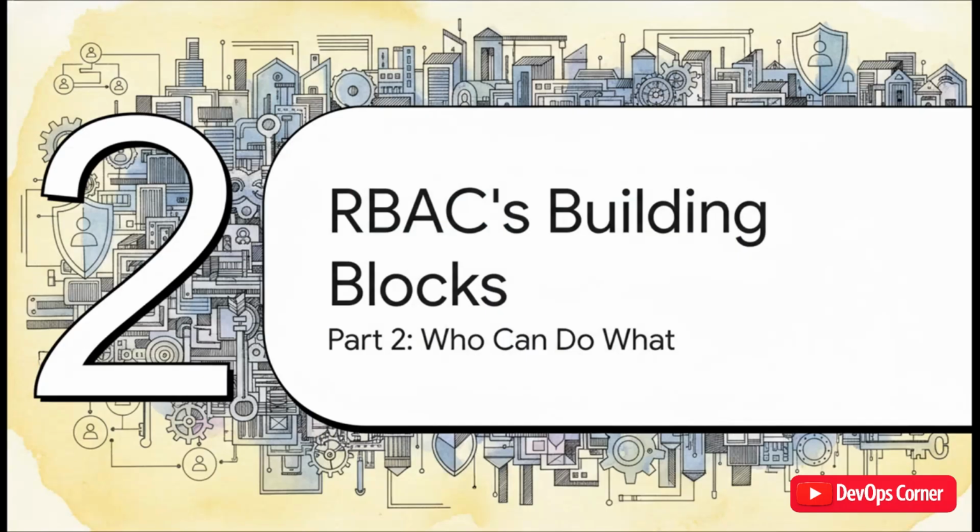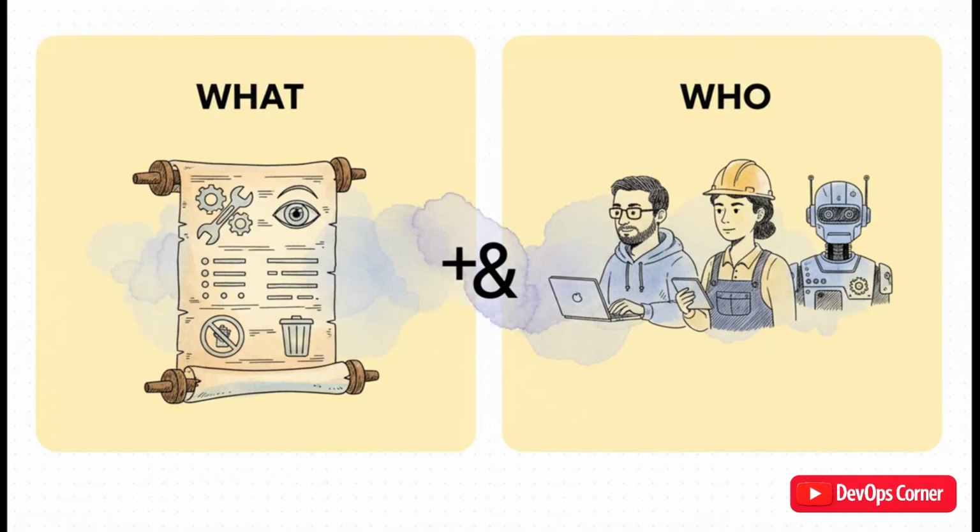And that brings us to the solution, Role-Based Access Control, or RBAC. This is the native, built-in Kubernetes way to handle all of this. And the core idea of RBAC is honestly brilliantly simple. It splits the whole problem into two basic questions. First, what actions are even allowed? And second, who is allowed to perform those actions? That separation right there, that's the key to understanding everything else.